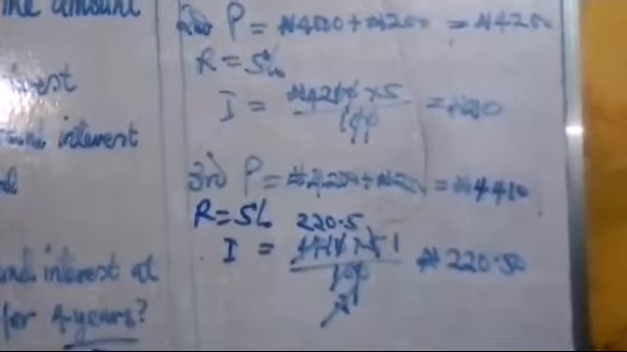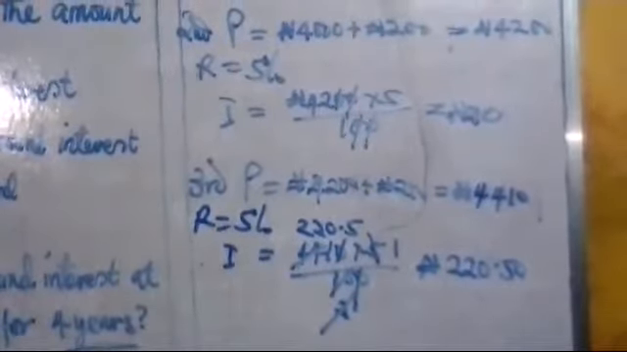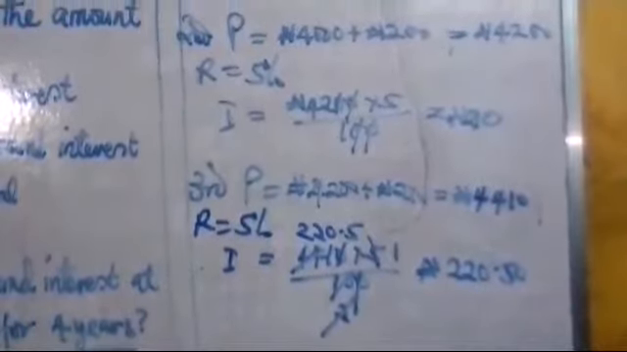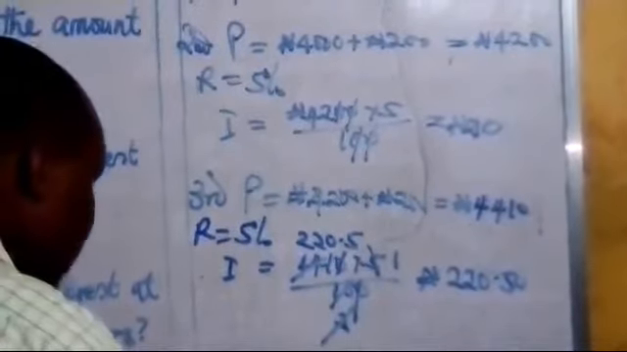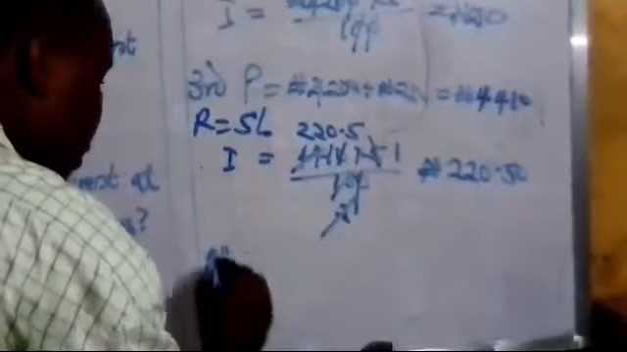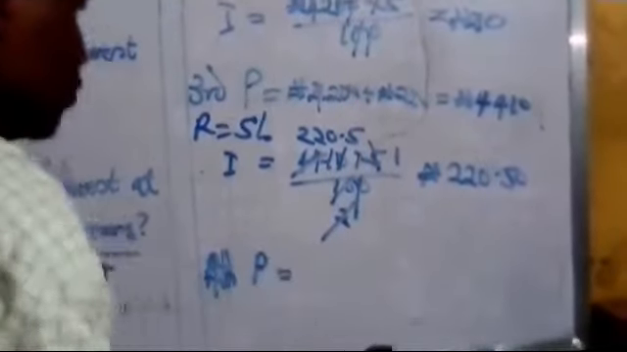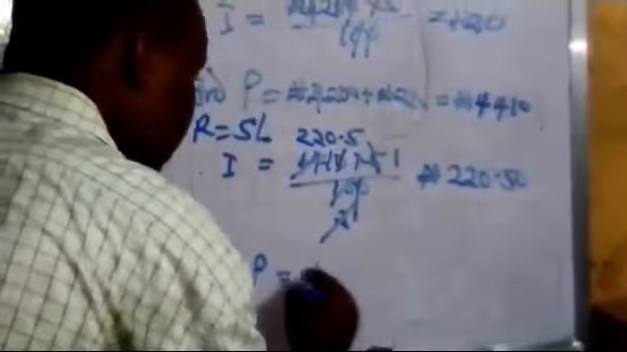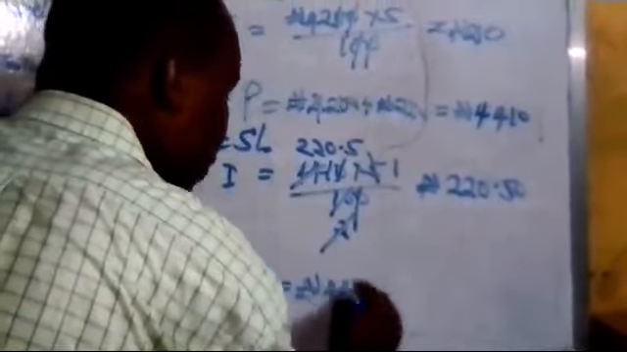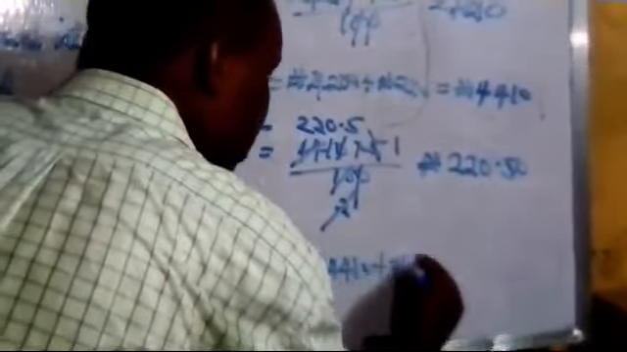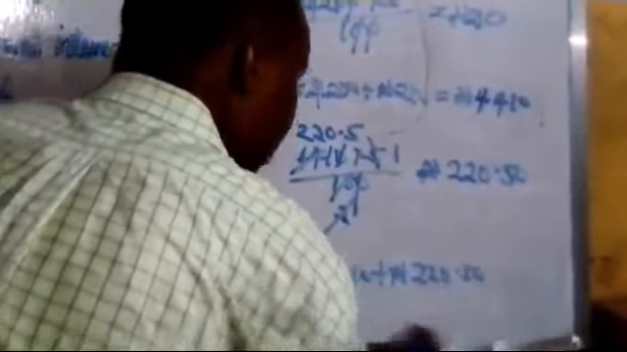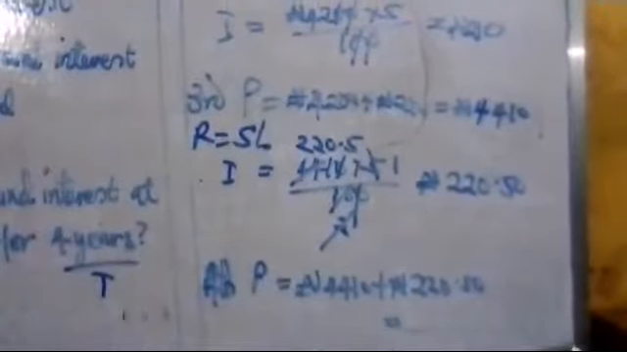That's the new interest. Now he moves into the 4th year, the year we agreed that he's going to pay. So what will be the new principal for the 4th year? For the 4th year, principal will be what? It's going to be 4,410 naira plus 220 naira 50 kobo. And that will be giving us what?